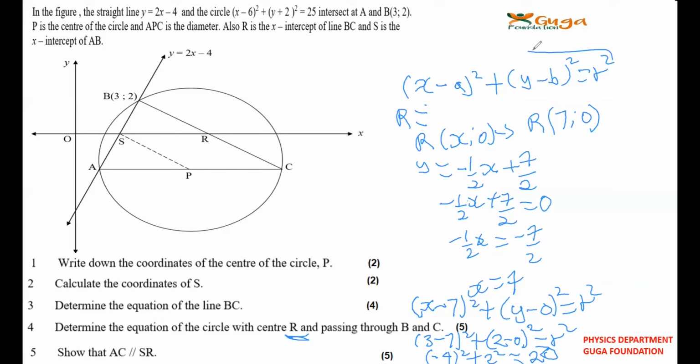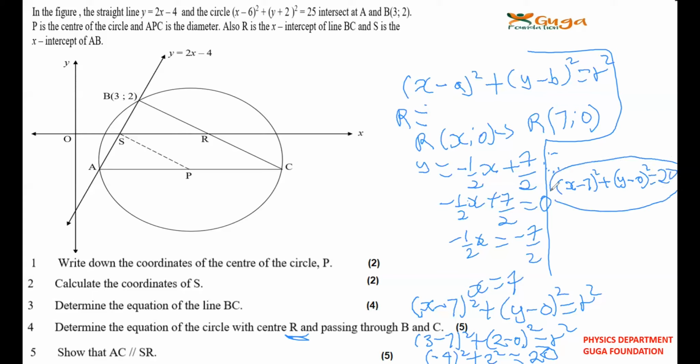So therefore the equation of the circle will be given by (x - 7)² + (y - 0)² = 20. So this is the equation of the circle.